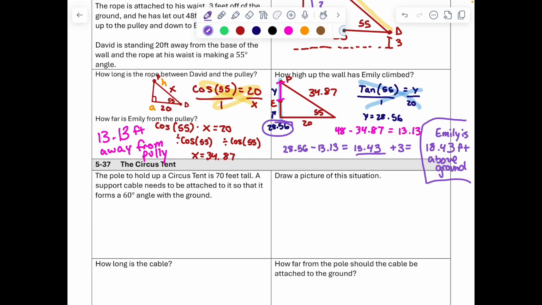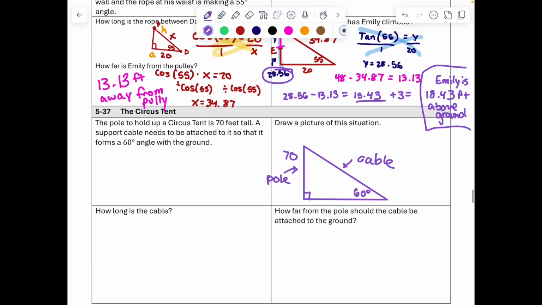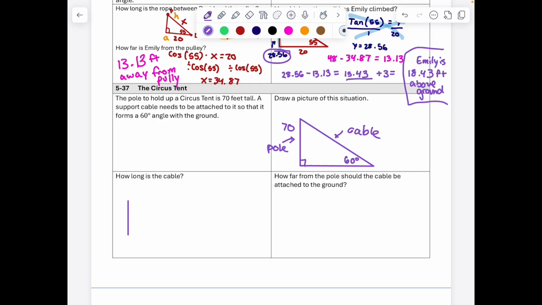Moving on to a much easier question. We have a circus tent. The pole to hold up a circus tent is 70 feet tall. A support cable needs to be attached to it so that it forms a 60-degree angle with the ground. So 60-degree angle with the ground. Here's the support pole. Here is the support cable. We've got the circus tent pole here, and that's 70 feet tall. So here's our picture. And how long is the cable?